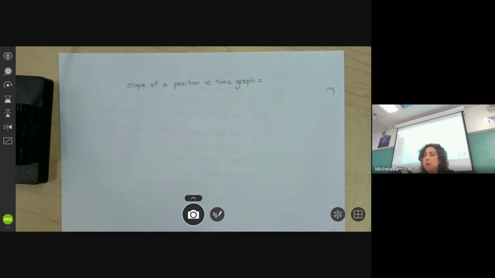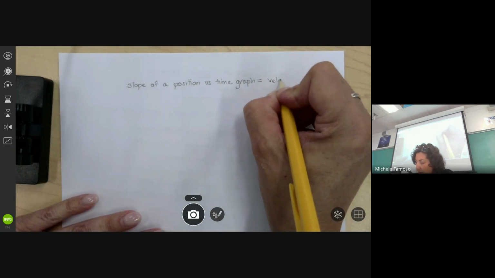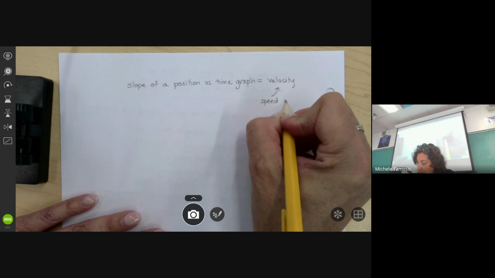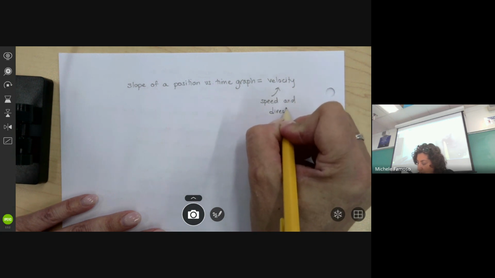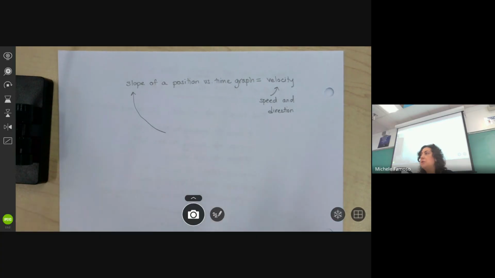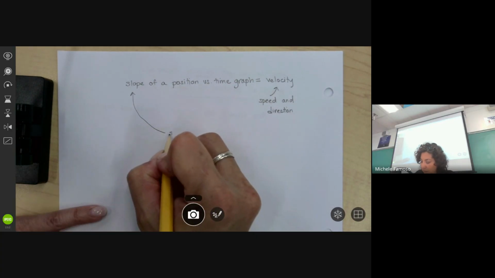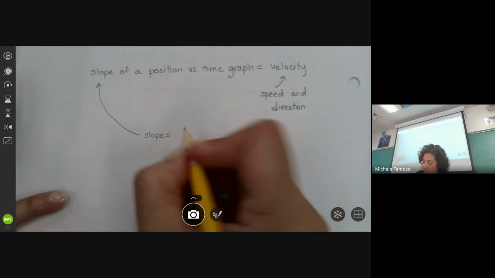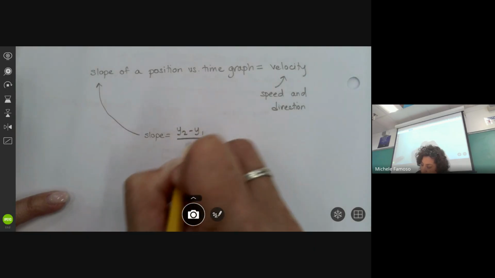So what does the slope of a position versus time graph equal? Velocity. And remember that velocity refers to the speed and the direction. All right, let's review. How do you find slope? Pick 2 points and subtract the second one from the first one. Okay, so can you tell me what equation I should be writing to find slope? Slope equals y2 minus y1 over x2 minus x1. Good.